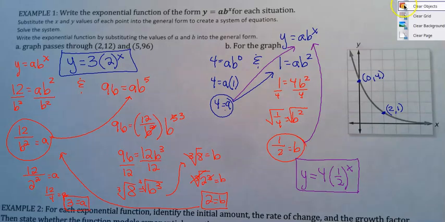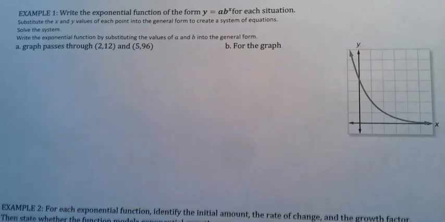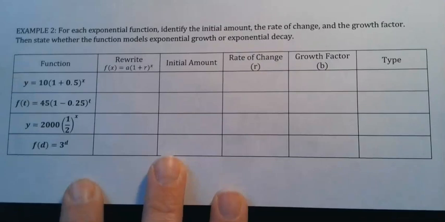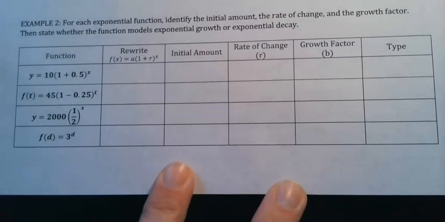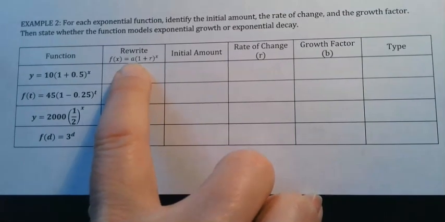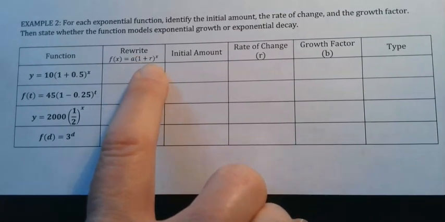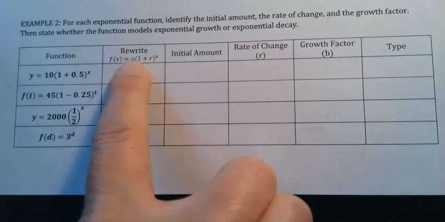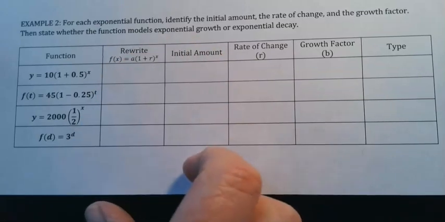Next up then, example 2. For each exponential function, we're just going to identify the initial amount. So we're going to rewrite it first of all. f of x equals a times the quantity 1 plus r to the power of x. We're going to rewrite it in that form if it's not already there.